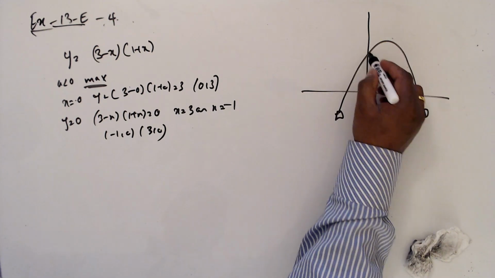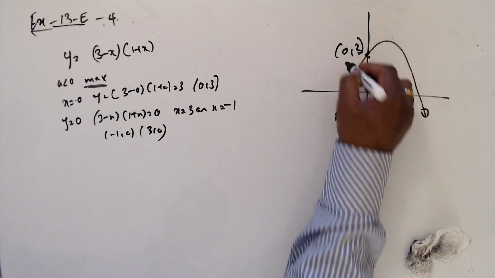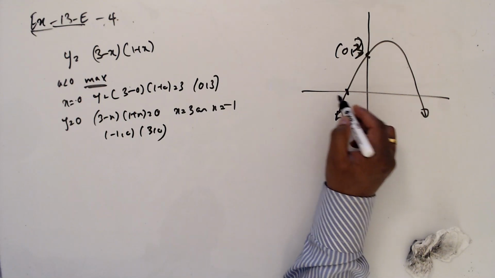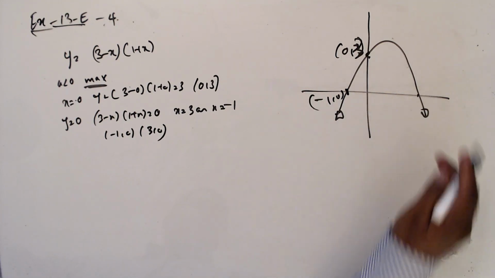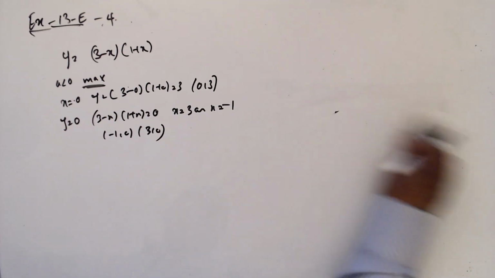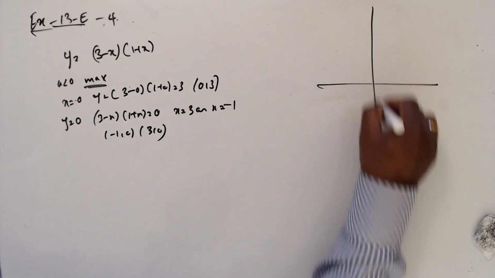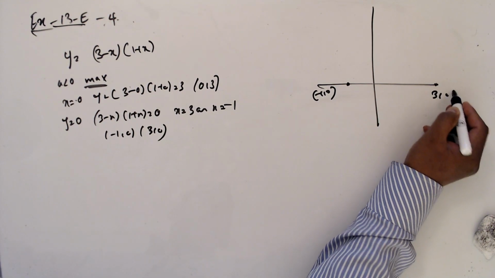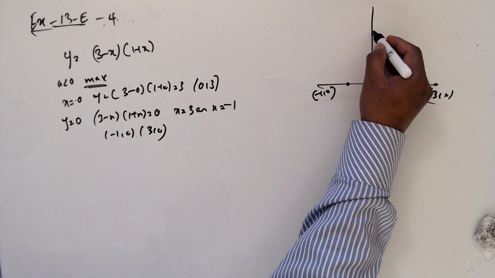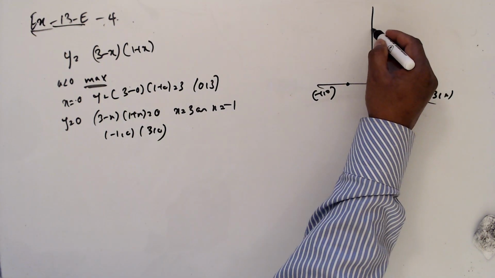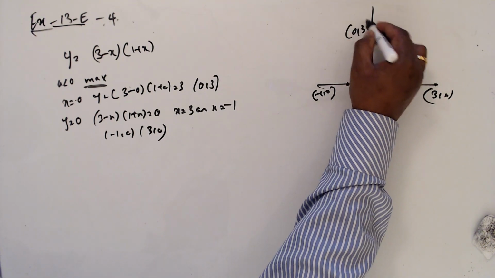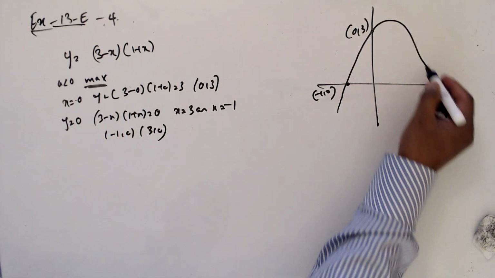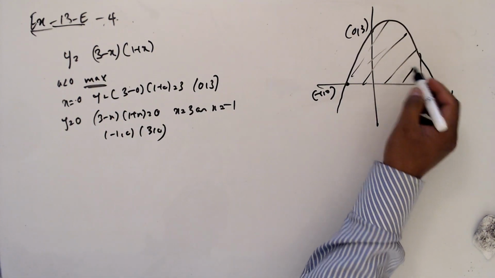It has a max. Since this is going 0, 3, the graph is something like this, and minus 1, 0, and 2, 0. Actually, let me draw again. One point is minus 1, 0, other point is 3, 0. The graph is going 0, 3, then this is the graph. So this is the finite area now.